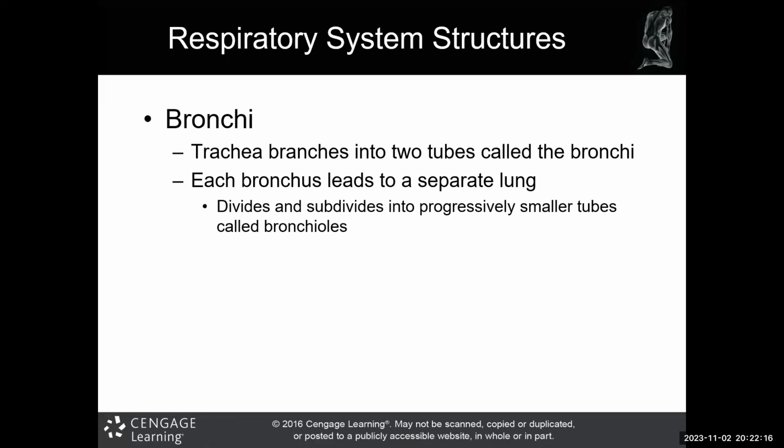The trachea branches into two tubes called the bronchi. Each bronchus, when we say just one, it's like we say syllabus. More than one syllabus is syllabi. More than one bronchus is bronchi. Each leads to a separate lung, either the left or the right lung. Then it divides into progressively smaller tubes called the bronchioles. Whenever we see IOLES, that usually means smaller. So the bronchus or bronchi become the bronchioles, the smaller bronchi.